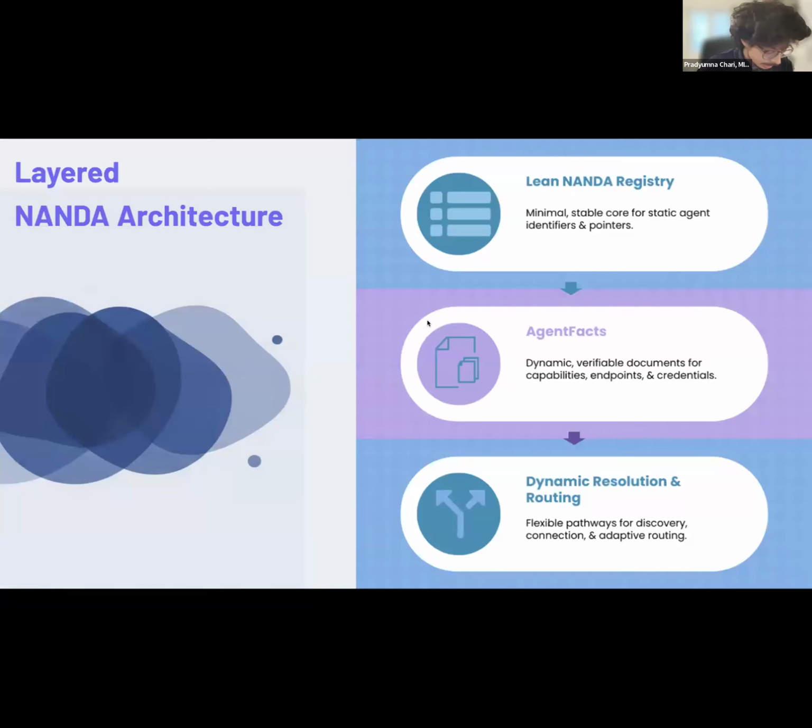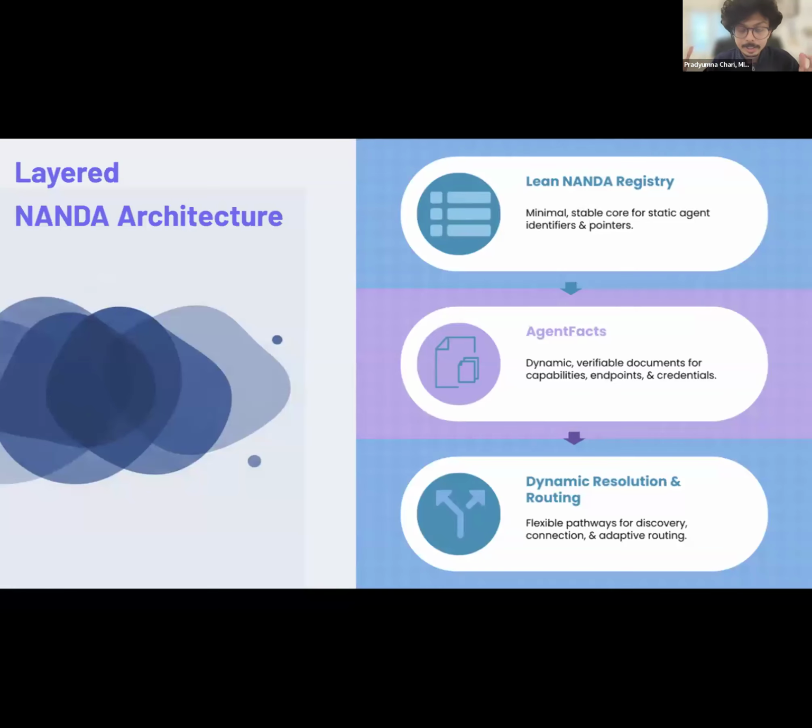As Mahesh mentioned, there are several problems with the traditional DNS-based web infrastructure that will make it infeasible for an AI agent-based ecosystem, especially when there are trillions of agents. So as we try to build the layered NANDA quilt of registries, we are looking to build it in a hierarchical fashion.